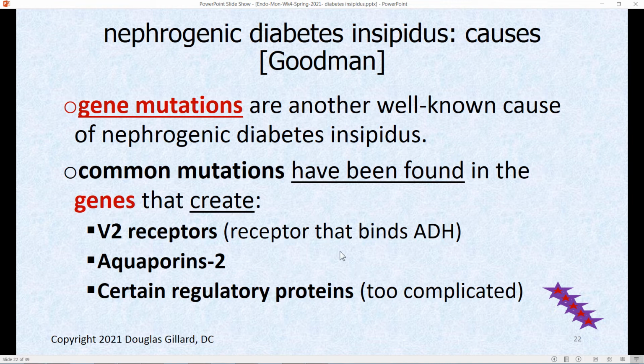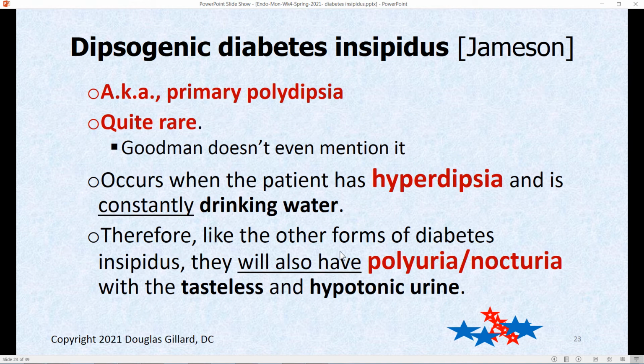Gene mutations again, so this is a congenital condition; you're born with gene mutations. They've been found in the genes that create V2 receptors. So some people don't have V2 receptors, so they can't bind ADH to the principal cells very well. There are also gene mutations that affect aquaporin 2 channels. And there are some regulatory proteins that are too complicated to go into, but other gene mutations have been found. So those are all ways that you can get nephrogenic diabetes insipidus.